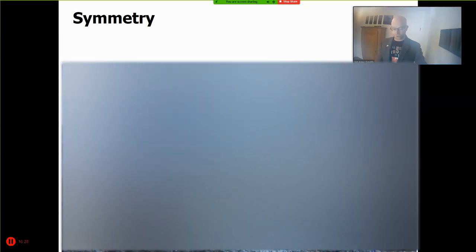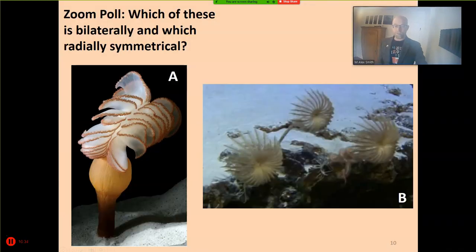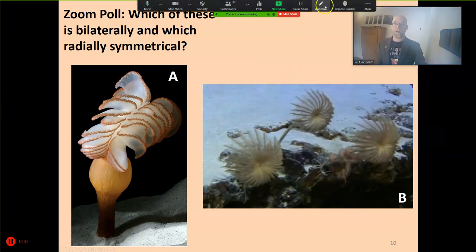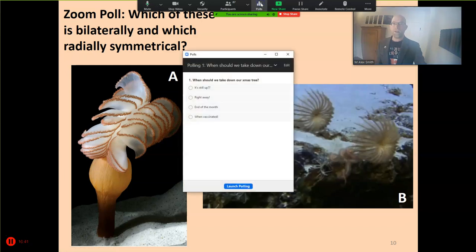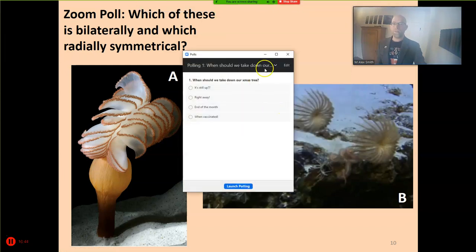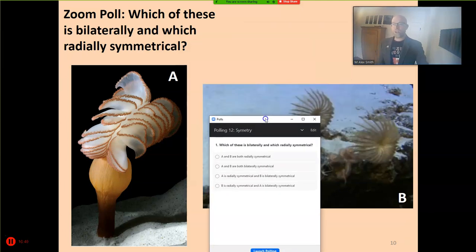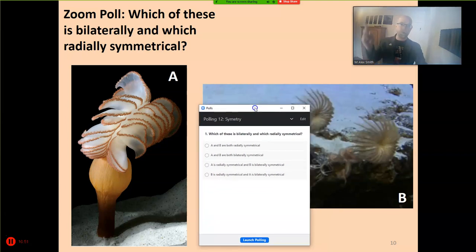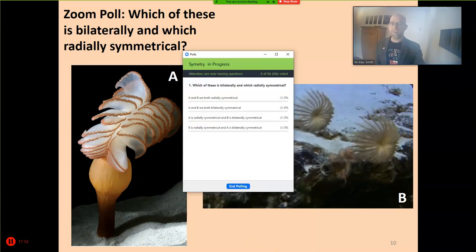And what I'd like to do is some discussion. First thing I want to do is, we've got two pictures here, A and B, and I would like your opinion about which is radially symmetrical, one axis around which the body can be divided evenly in any orientation, or bilaterally symmetrical, with the sagittal plane left and right and the dorsal and ventral slice. So here we go.